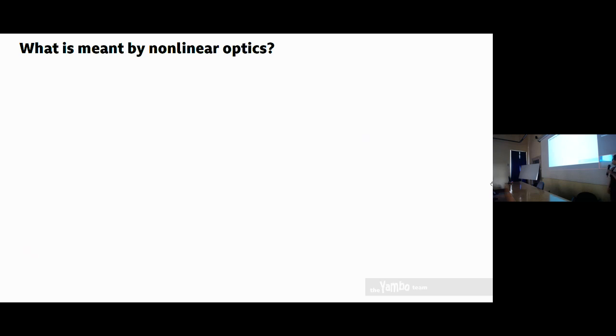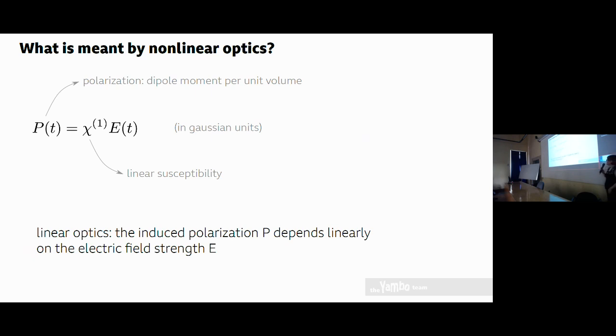So first, what is meant by nonlinear optics? Let's start with what we have seen on Monday, so linear optics. In that case, the induced polarization, when we apply a field, depends linearly on the applied field, and the coefficient is the linear susceptibility. The polarization, which we will look at better later on, is defined as the dipole moment per unit volume.